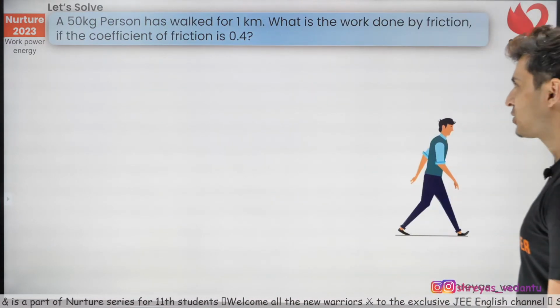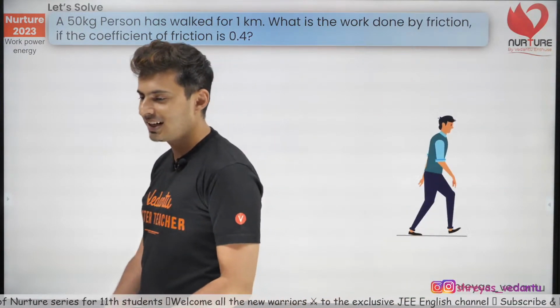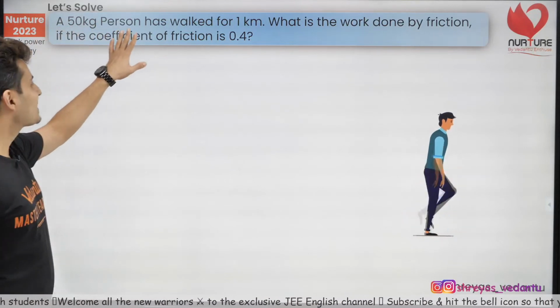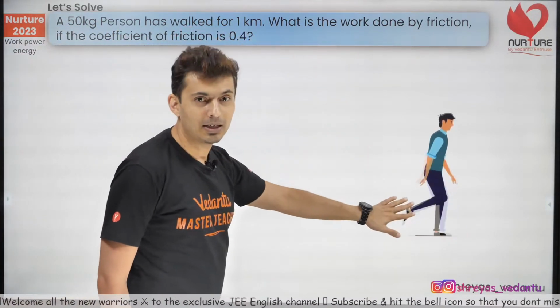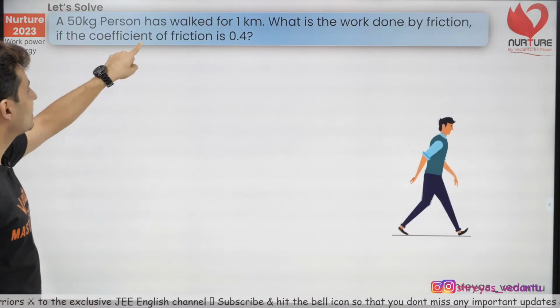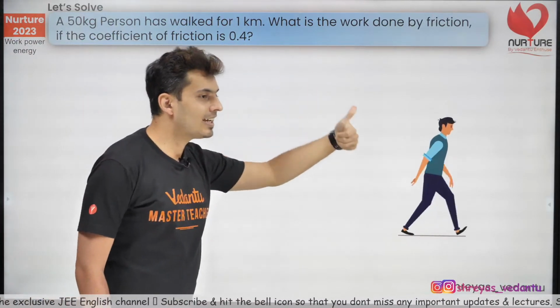Let's move on to the next question. This is the best question of today. Let's see how many of you can do this. A 50 kg person has walked 1 kilometer. The work done by friction, if the coefficient of friction is 0.4, is how much?